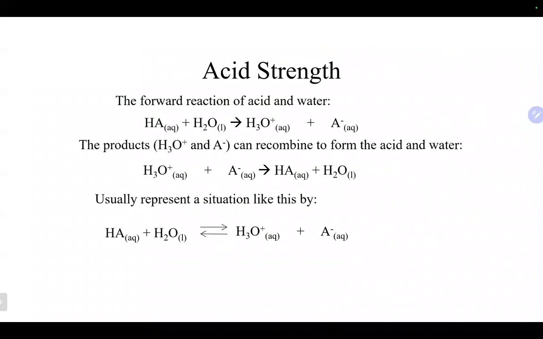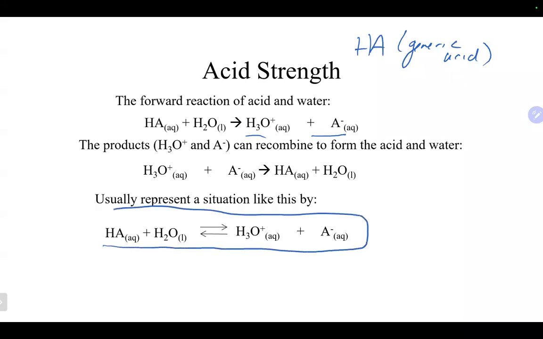The forward reaction is an acid-base reaction, and remember, HA is just a generic acid formula. At some point, some acids, which are weak acids, can recombine and go in the opposite way. And we get this reversible reaction here, which we see with these arrows. This is what happens in a weak acid situation.